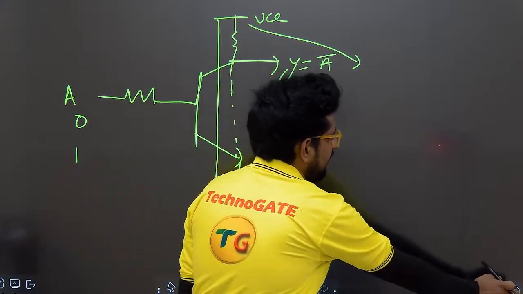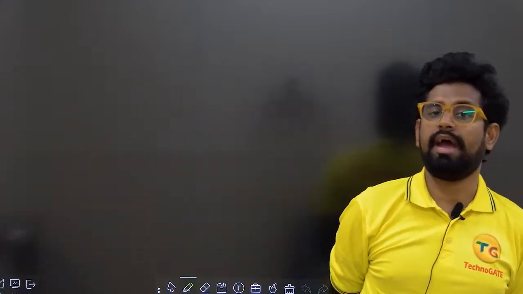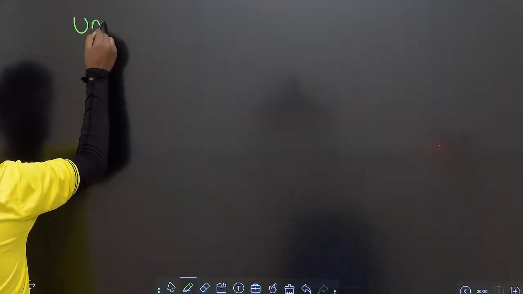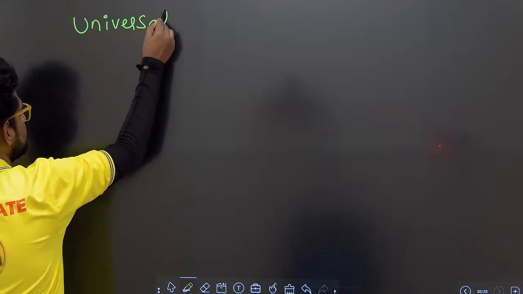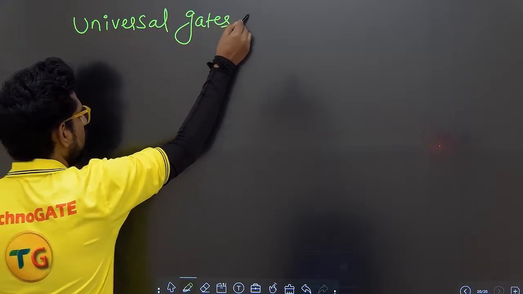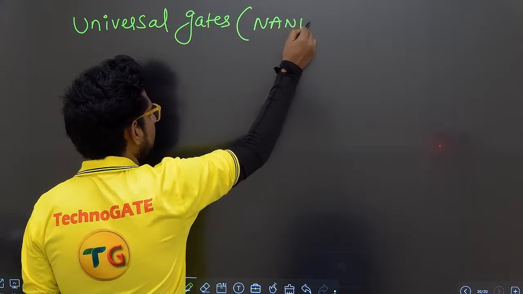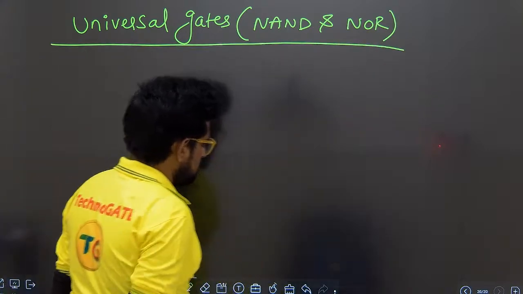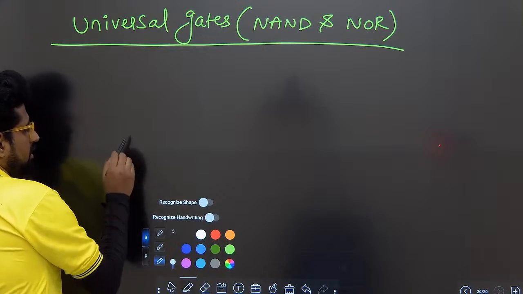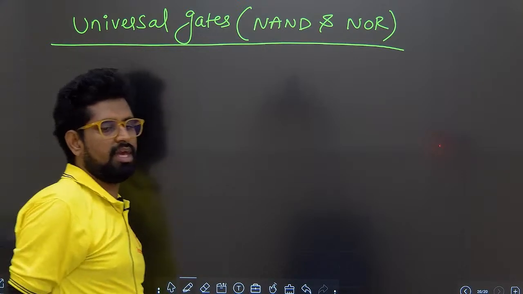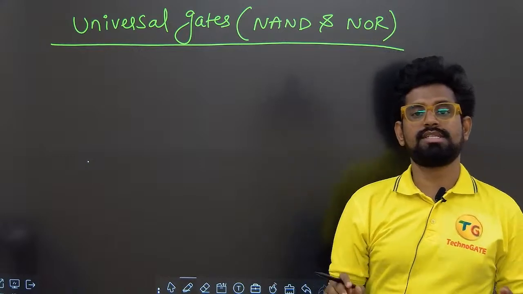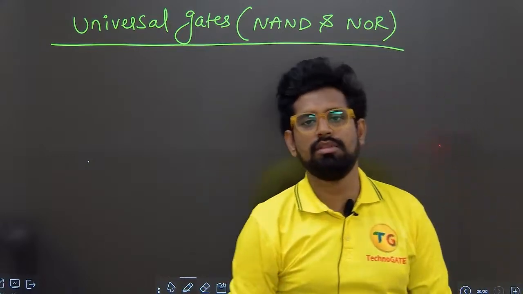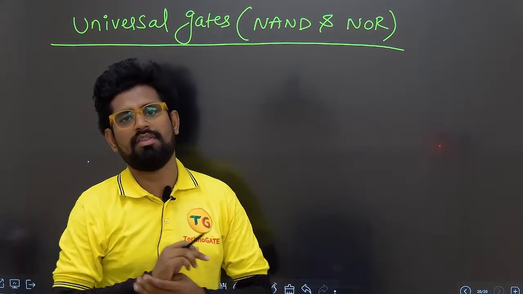So till now we studied the basic gates like AND gate, OR gate and NOT gate. Now we are going to study very important gates, the universal gates. So what are universal gates? NAND and NOR. Let us discuss NAND and NOR, and also let me prove why NAND is called a universal gate: by using NAND alone we can construct all the remaining gates.